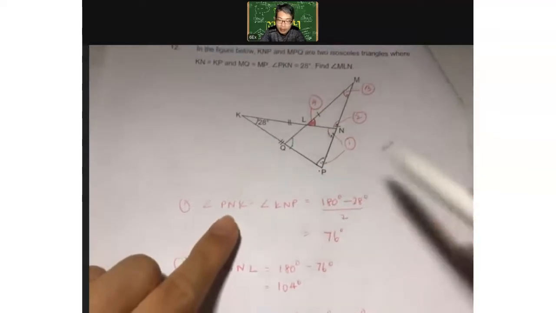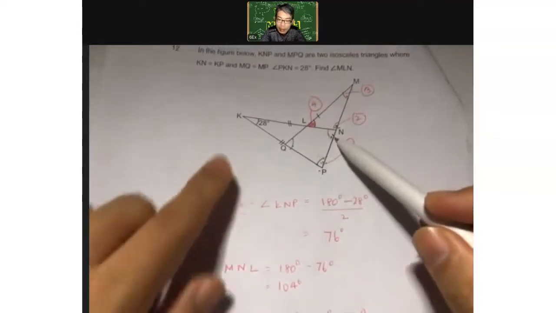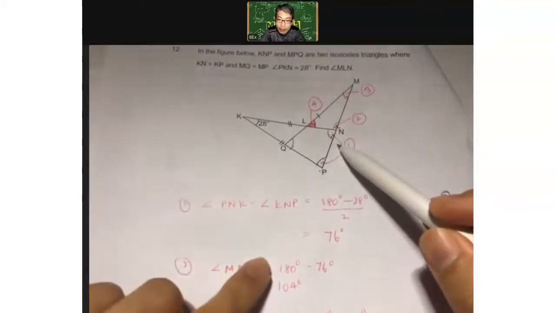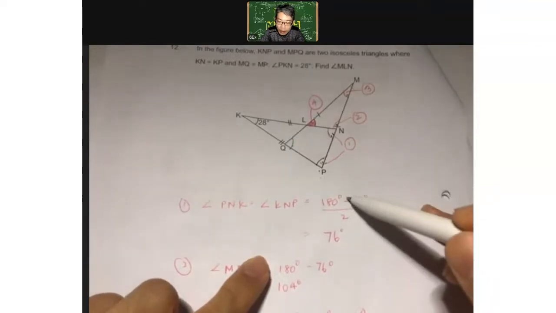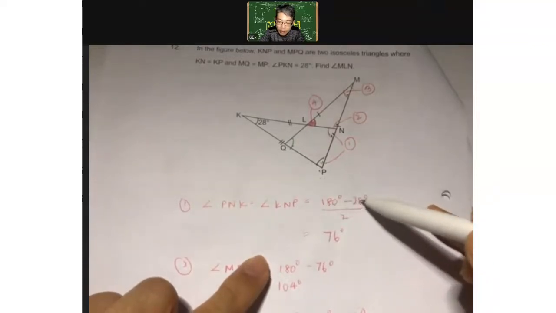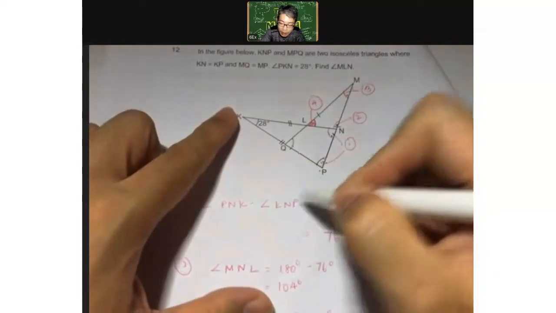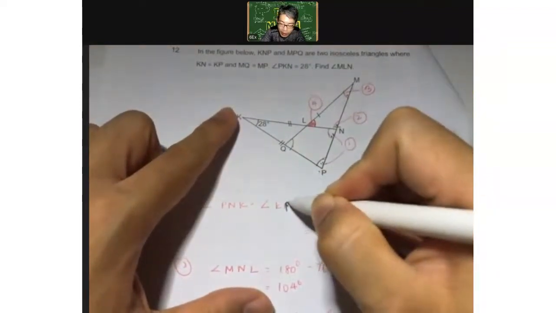So having found out the way to do it, I can now just work out the steps. First, we find out angle PKN, the same as angle KPN. Alright, KPN. So 180 minus 28, so this will be KPN, yeah?